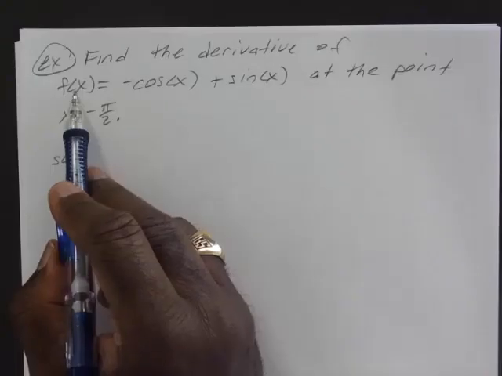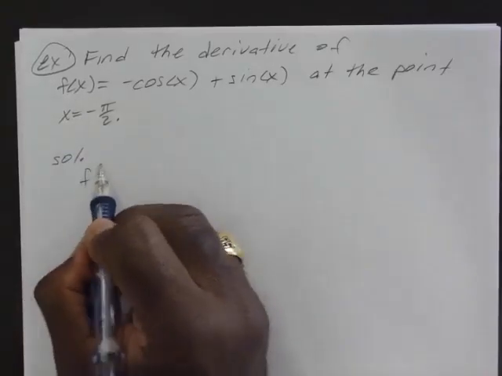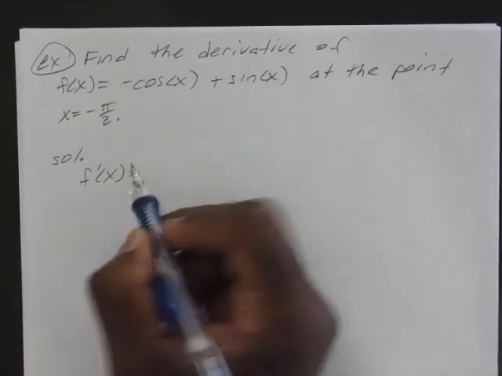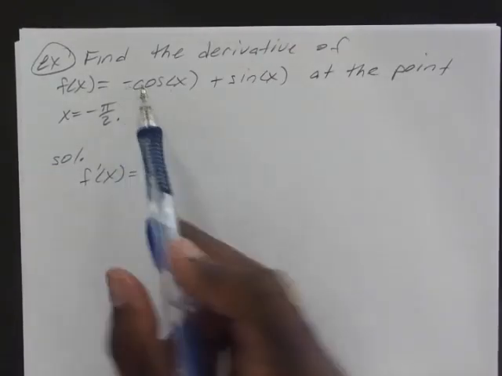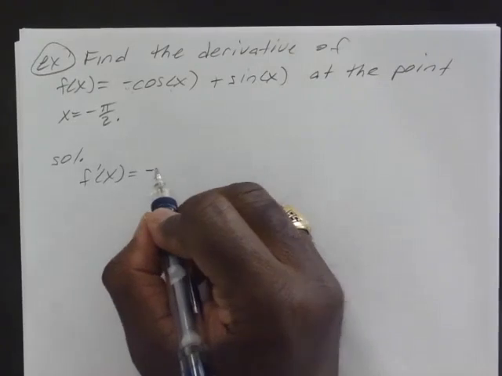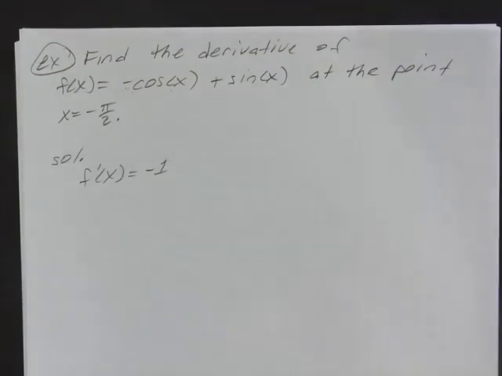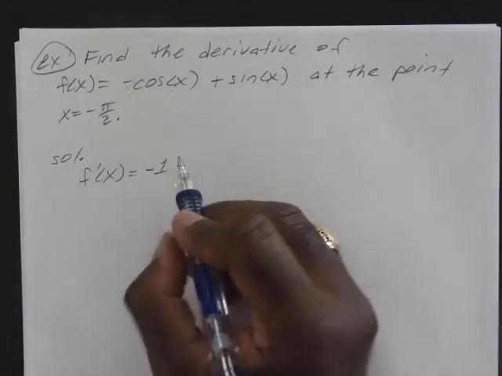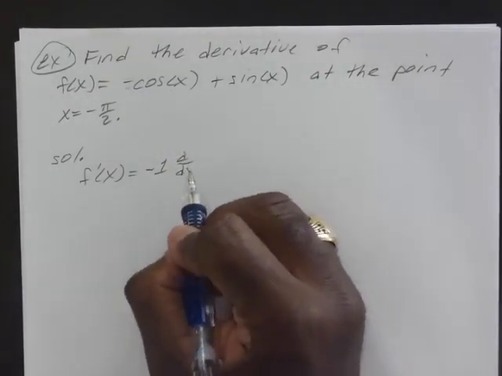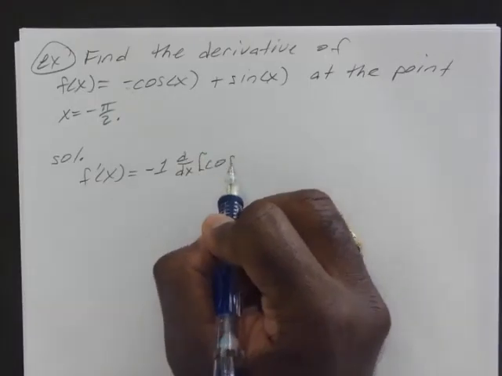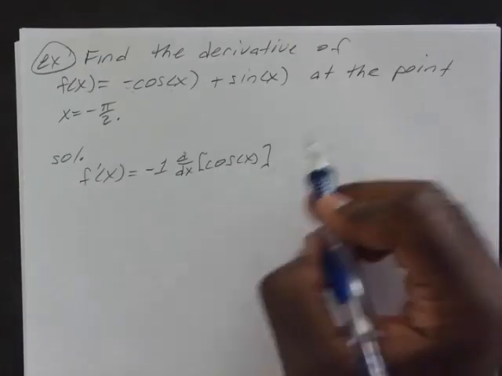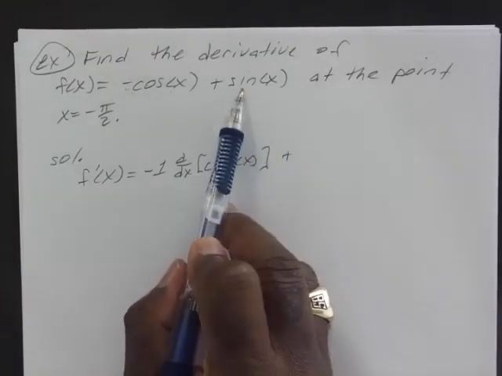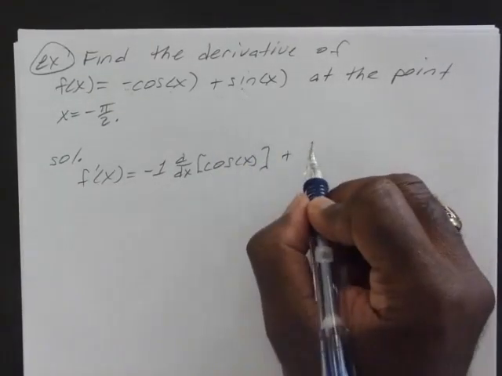Okay. So we know that our f prime of x is just equal to the derivative of negative cosine of x. And we can factor out that -1. You can put negative or -1, whichever one is more comfortable for you. So -1 times the derivative of cosine of x plus the derivative of sine of x.